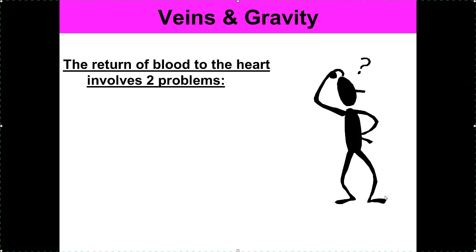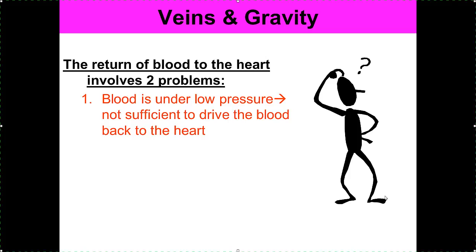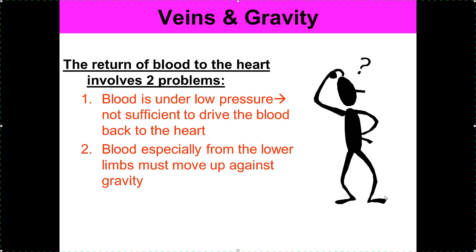So how are veins impacted by gravity? The return of blood to the heart involves two problems. One is that blood is under low pressure. There is no second pump that will drive the blood back to your heart, so you have to find a way to do it without another pump. And blood from your legs and arms has to move against gravity in order to get back to your heart, which is in the upper part of your body.